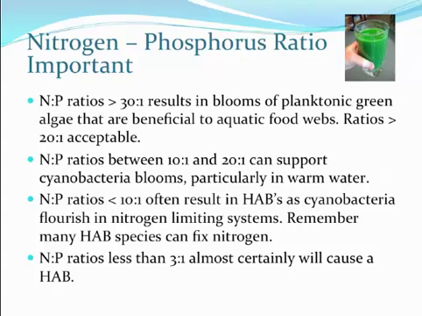Between 10 to 1 and 20 to 1, we can get cyanobacteria blooms, particularly in hot summers. And certainly I think a lot of reservoirs fit into that category this past summer. Get less than 10 to 1, the incidence of these HABs will go up quickly, particularly in nitrogen-limiting systems. Again, remember that many of these species can fix their own nitrogen, so that gives them a big advantage when there's a lot of phosphorus around. And then in some cases when we see an N to P ratio less than 3 to 1, it's almost a guarantee that there will be a bloom.